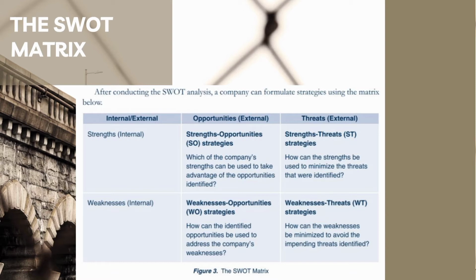Last is weaknesses and threats. Same procedure. By combining the weaknesses and threats, it becomes weaknesses-threats strategies, or WT. How can weaknesses be minimized to avoid the impending threats identified? It means to minimize weaknesses and avoid threats. That's all. Thank you.